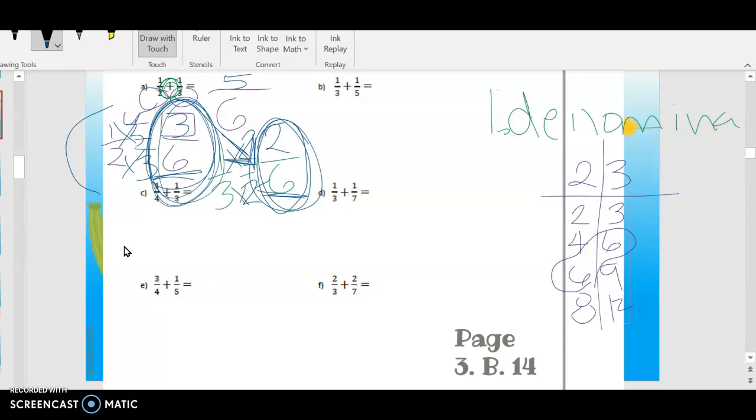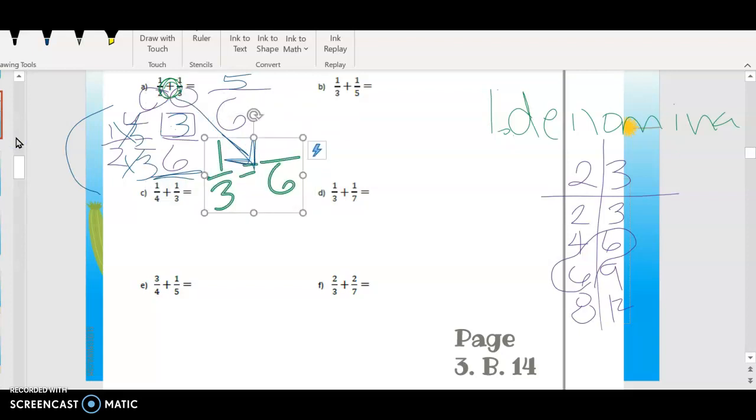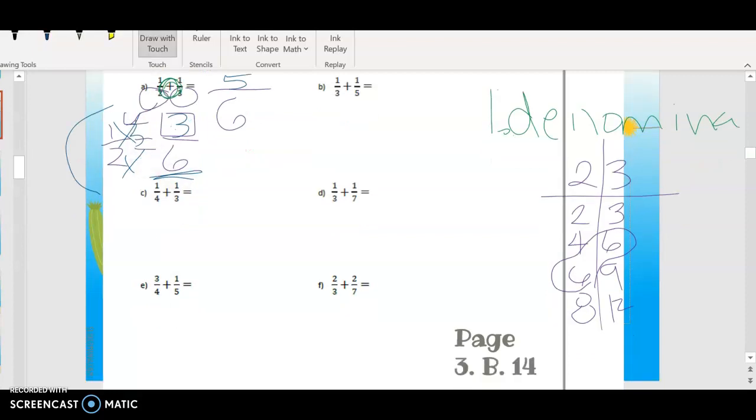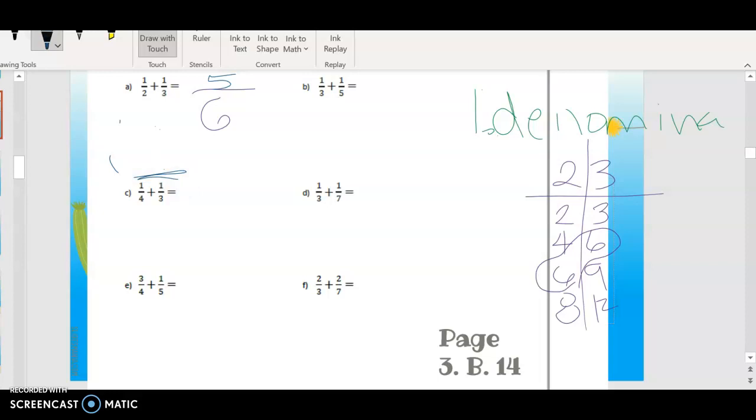Okay. Let's do one that's a little bit harder. First, erase some of this so it's out of your way. So which one looks difficult to you? Oh, I think I see it. I think I see it. I see it. I see it. I think we should do D, 1/3 plus 1/7. Actually, let's do F, 2/3 plus 2/7. That's the most difficult one.